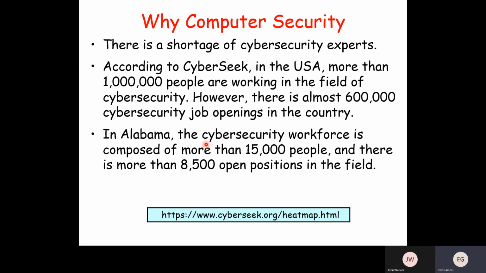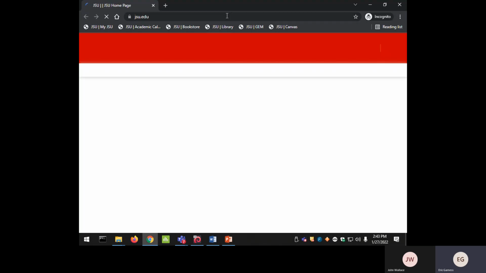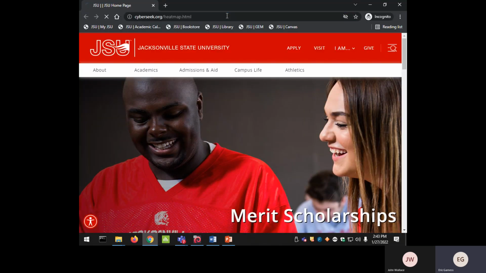In Alabama, there are 15,000 people that work in cybersecurity, and the number of open positions is more than 8,500. Those numbers came from a web page called CyberSeek, and I'm going to open it and show you the numbers, and you can investigate a little more of the state or the part of the world.